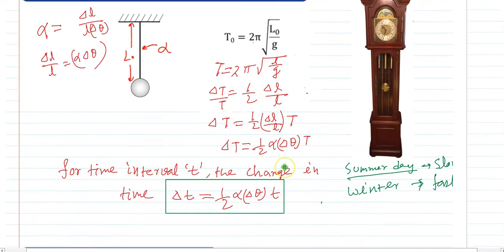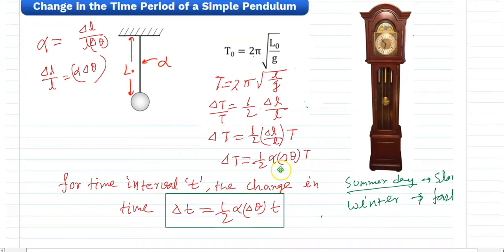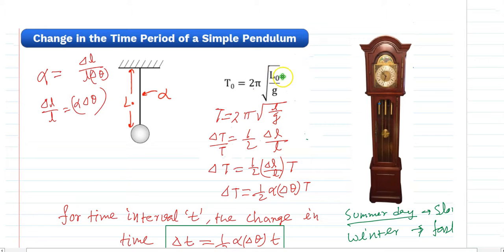So how much will the time change? You can see that in the summer season the effective length of the pendulum increases. That's why the time period, meaning the time to complete one oscillation, is increased. That's why the clock slows down. In the winter season the L decreases. That's why the time period decreases, meaning the time of a complete oscillation decreases. So the clock becomes faster.